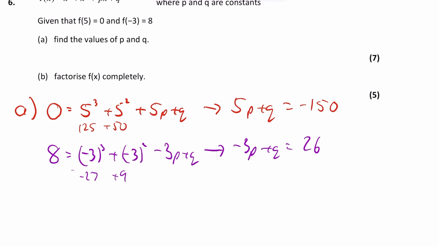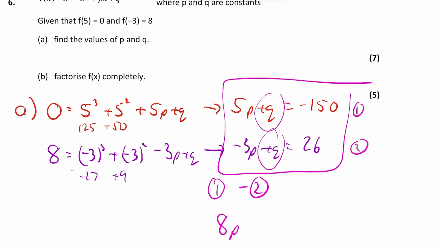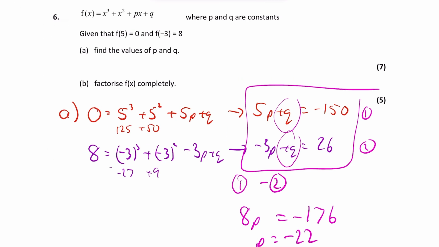So now if we solve these two, nice and straightforward ones because we just have a single q. So I'm going to do equation 1 take away equation 2 to get that we have 8p plus no q's equals minus 176. And if we divide 176 by 8, we get that it's 22. So p is negative 22.